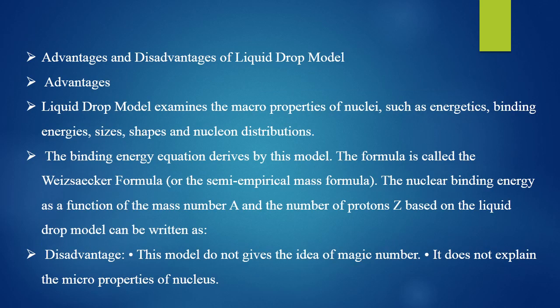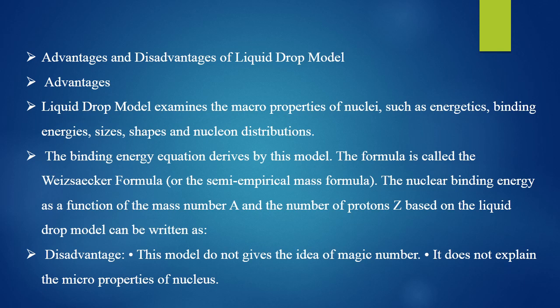What are the advantages and disadvantages of the liquid drop model? The liquid drop model examines the macroscopic properties such as energetics, nuclear binding energy, shape, size, and distribution of the protons and neutrons inside the nucleus. It deals with the macroscopic properties. The binding energy equation is derived by this model. The binding energy equation is also called Weizsäcker's formula or the semi-empirical mass formula. The nuclear binding energy is a function of mass number and protons. The binding energy depends upon the number of protons and neutrons.